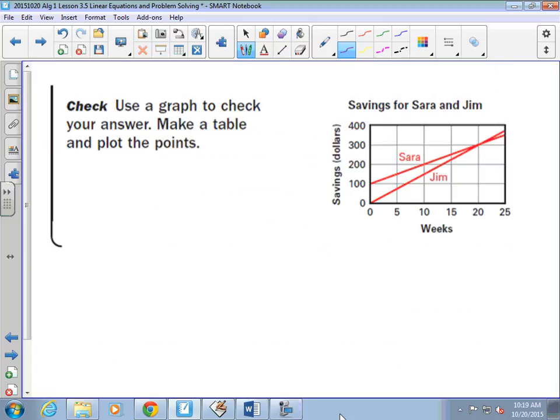The problem says use a graph to check it. If you graph those by plugging in those 2 points, you're going to intersect them at this point here. And we'll get to graphing equations later on. But when you make a table to graph this, they're going to intersect at 20 weeks.